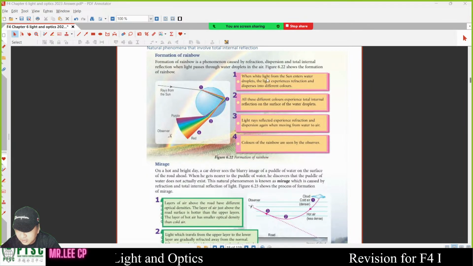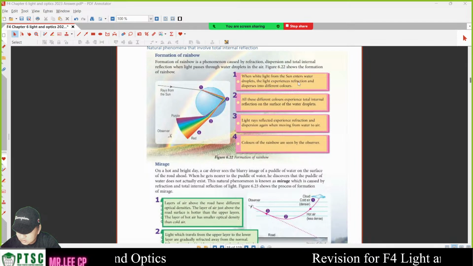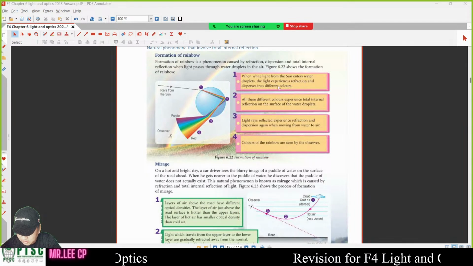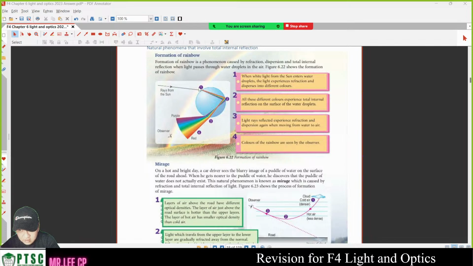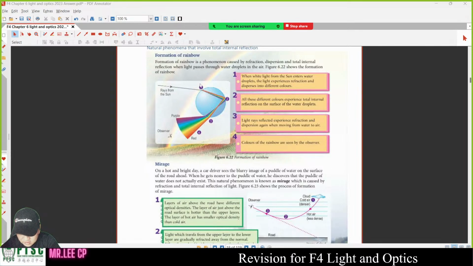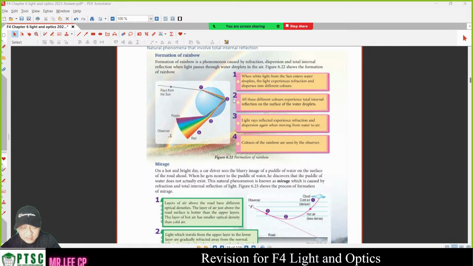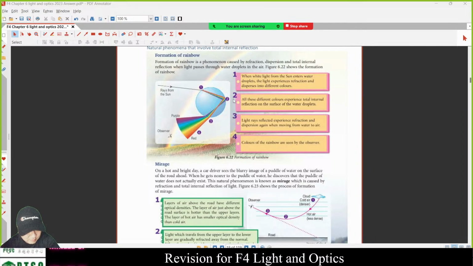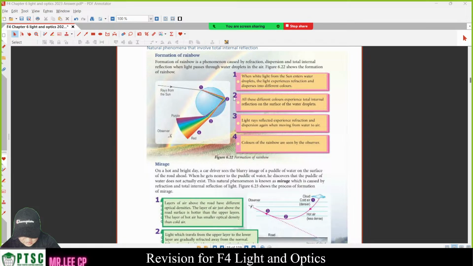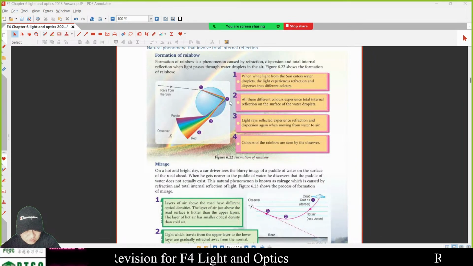When the light from the sun enters the water droplet, it experiences refraction and disperses into the different colors. Meaning that going from less dense to denser, it refracts, and because the speed of light is different, the wavelengths of the red color, the purple color and the other colors are different. So the speed is different, and it will produce different colors.